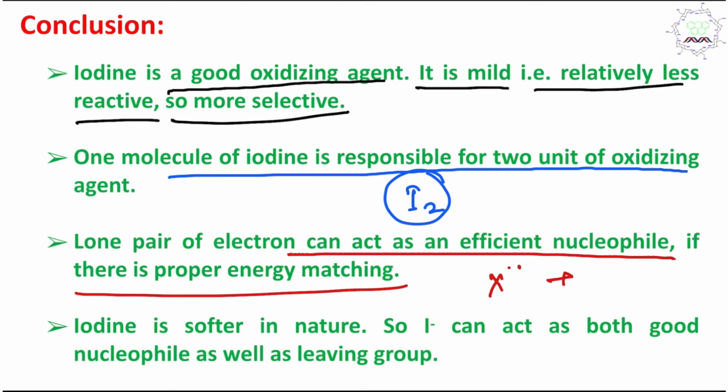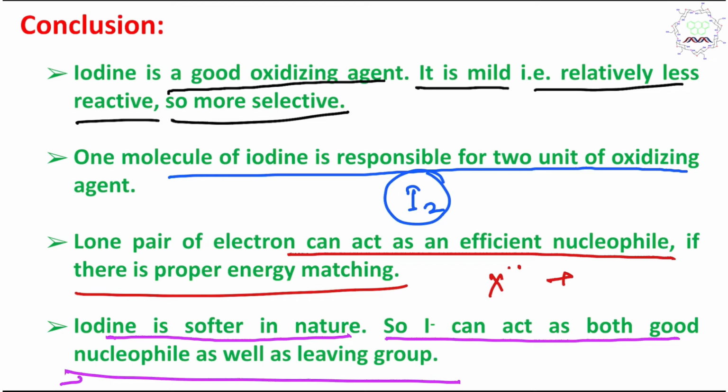And the most important thing we observe in organic chemistry is that iodine is softer in nature, so it can act as both a good nucleophile as well as a good leaving group, and that's why the iodide anion you will see in many cases used as a nucleophilic catalyst. Okay, this is a very interesting term, nucleophilic catalyst.